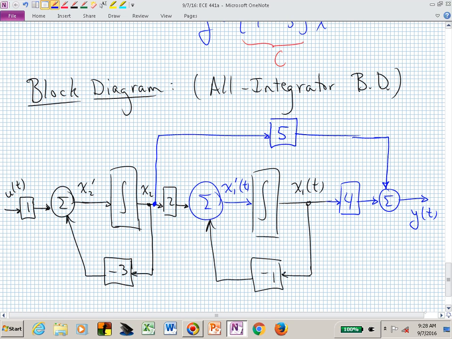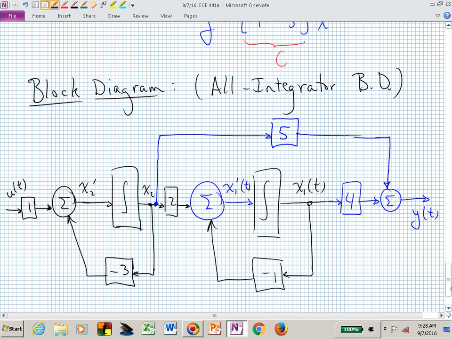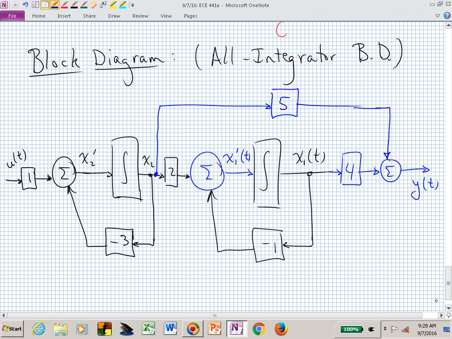In which domain am I living in this block diagram? Time domain or frequency domain? Time domain, because I have t for arguments and I have integrators, which are time domain operations. This is a time domain block diagram, and it's an all integrator block diagram.